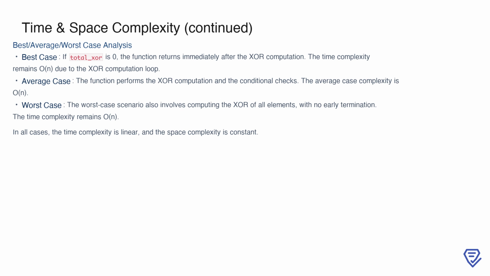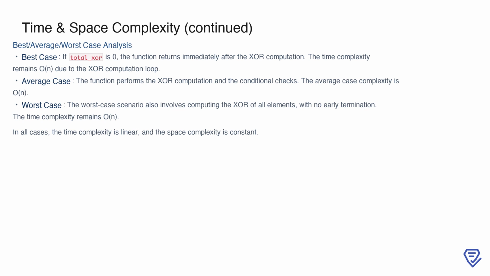Finally, let's analyze the function's behavior in different scenarios. In the best case, if total_XOR is 0, the function terminates immediately after computing the XOR of the array. Even in this case, the XOR computation loop takes O(n). In the average case, the function still performs the XOR computation and the constant time conditional checks, resulting in O(n) complexity.